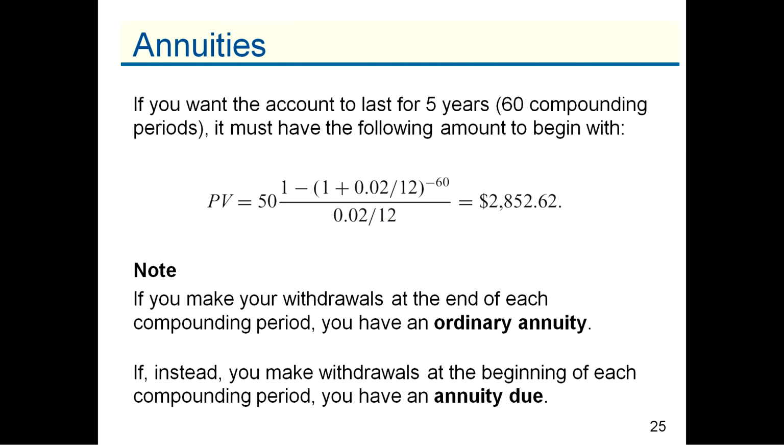All right, so here's a couple notes that I've made here. If you're making your withdrawals at the end of each compounding period, we have what's called an ordinary annuity. If we're told we're making withdrawals at the beginning of each compounding period, we have what's called an annuity due. And what does that mean? That means that if you're withdrawing money at the beginning of the compounding period, you don't earn interest on the full amount, so you lose interest on that payment amount because you've withdrawn it before the interest is calculated at the end of the month.